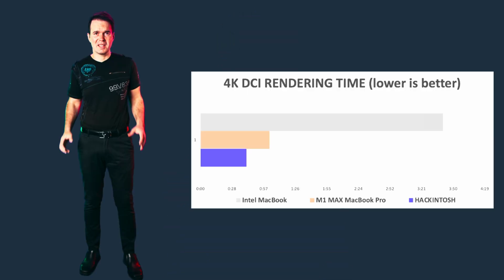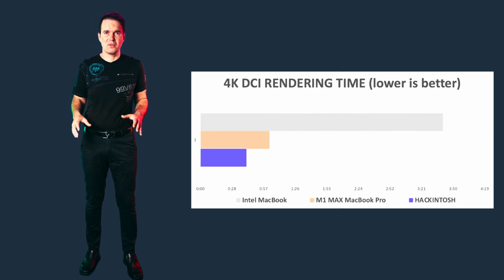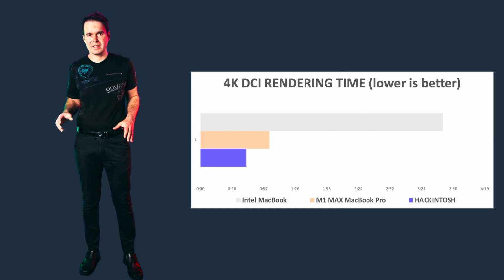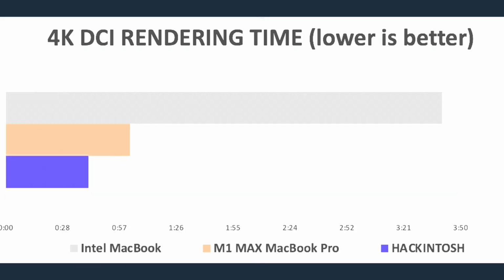The M1 MacBook did 3 to 3.5 frames per second, and the Intel Mac did 0.5 to 1 frames per second. The Hackintosh finished in 42 seconds. The Intel MacBook Pro finished in 3 minutes and 41 seconds, and the M1 Max MacBook finished in 1 minute and 3 seconds. Thus, the Mac Studio could have outperformed my Hackintosh.